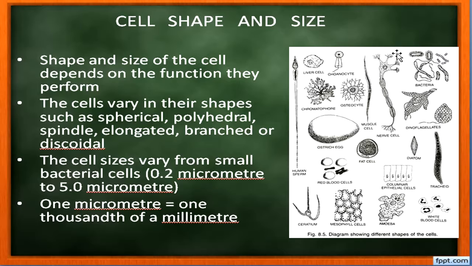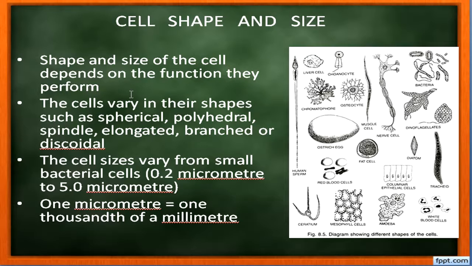Because only if the nerve cell possesses branches can the nerve impulses be easily transmitted from one part of the body to another part. Understood? And blood cells are disc shaped, so they help us to flow into the blood vessels. That is why it is of disc shape, so the shape of the cell is entirely dependent on the function it performs.